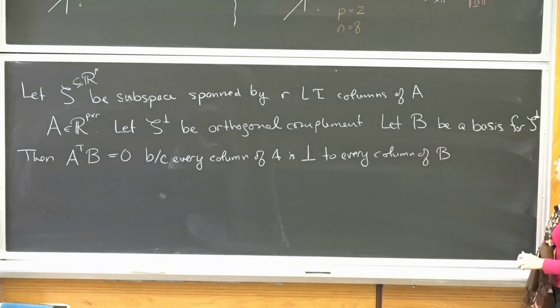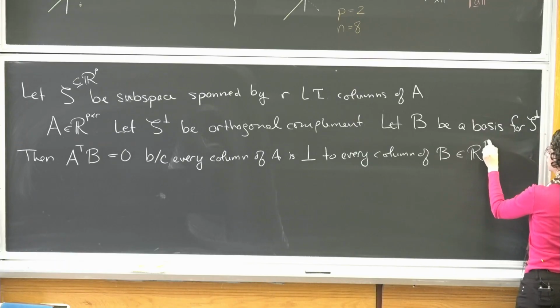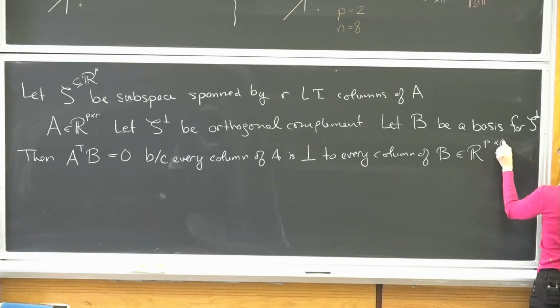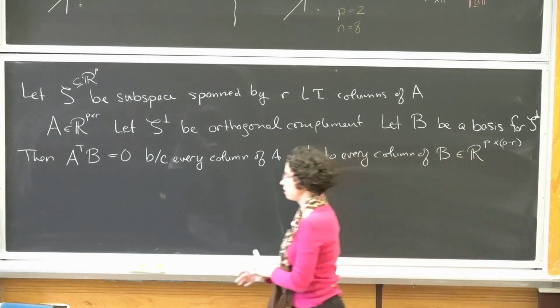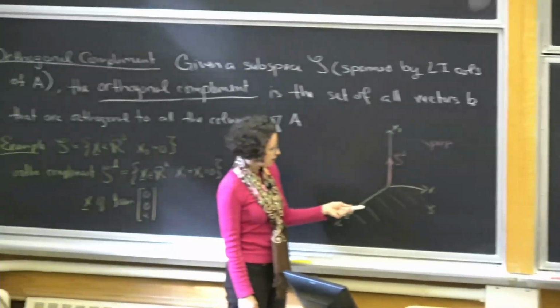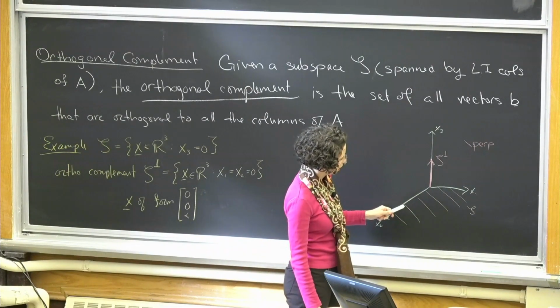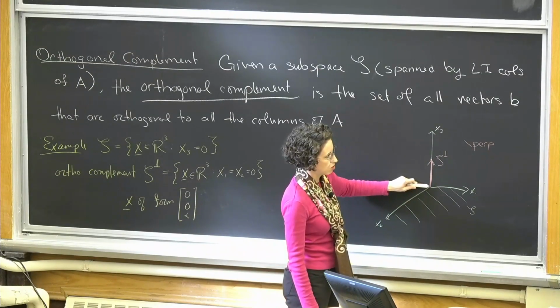And furthermore, if B is a basis for that orthogonal complement, then it corresponds to a matrix that also has P different rows, because we're also in P-dimensional space, but the number of columns now is P minus R. So if we go back to our previous little example with the horizontal plane, then here the matrix A would be a basis that spans this 2D plane, and B would be a basis corresponding to this orthogonal complement.